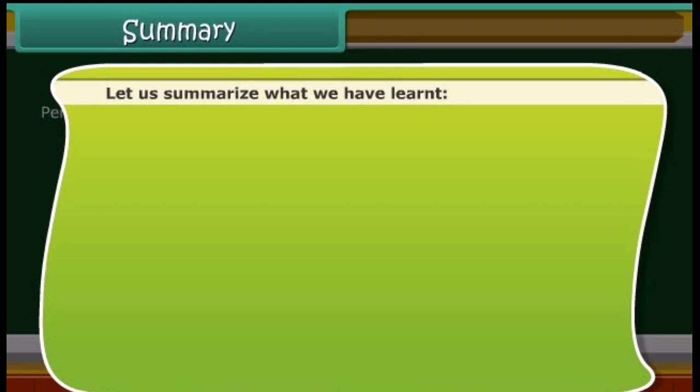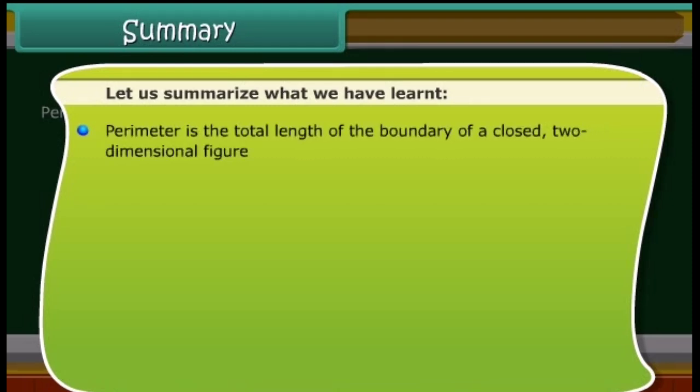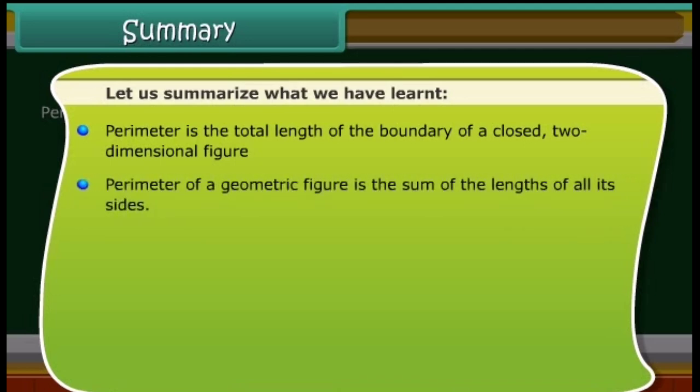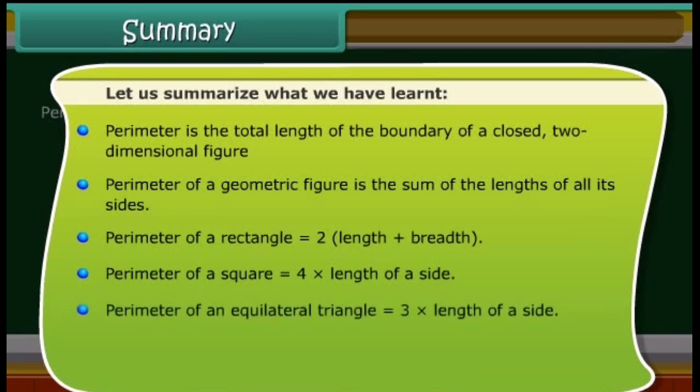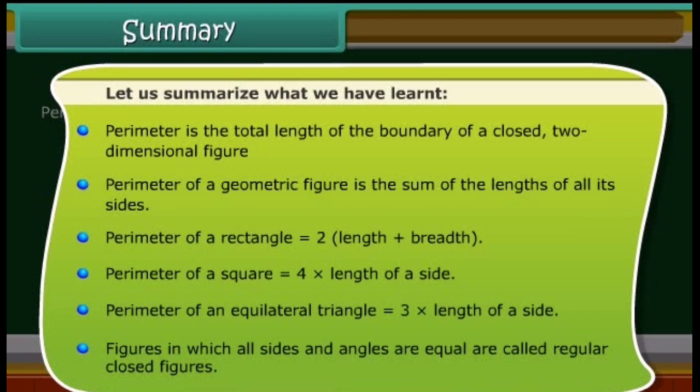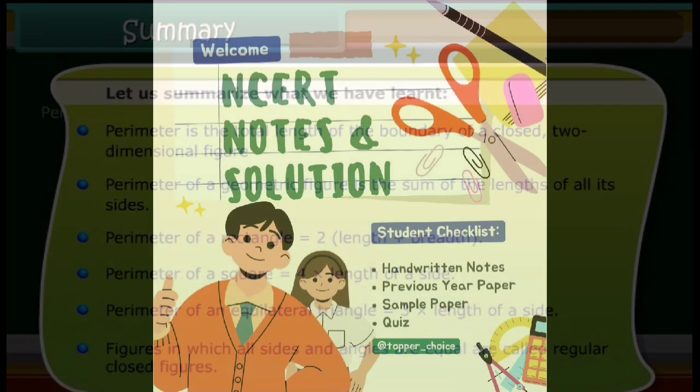Summary. Let us summarize what we have learned. Perimeter is the total length of the boundary of a closed two-dimensional figure. Perimeter of a geometric figure is the sum of the lengths of all sides. Perimeter of a rectangle is equal to 2 into length plus breadth. Perimeter of a square is equal to 4 into length of a side. Perimeter of an equilateral triangle is equal to 3 into length of a side. Figures in which all sides and angles are equal are called regular closed figures.